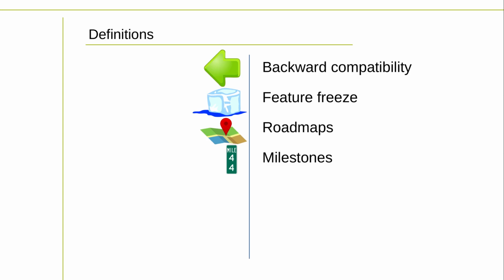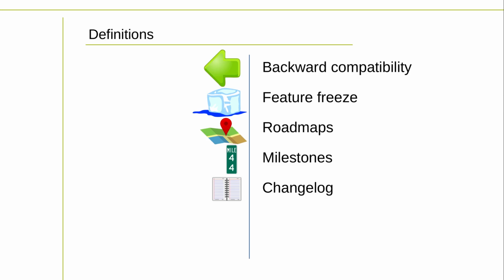Milestones are specific, measurable achievements that mark progress towards the completion of a software product. They're typically set at regular intervals throughout the development process and are used to track progress and ensure that the project stays on schedule. Examples of milestones might include the completion of a specific feature, the successful completion of a testing phase, or the release of a beta version of the software product.